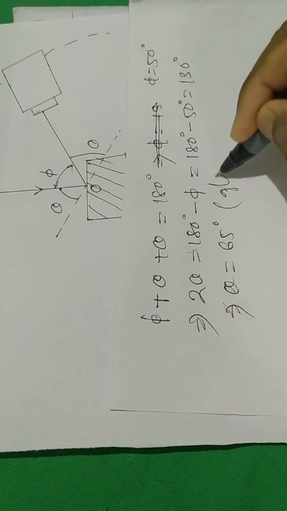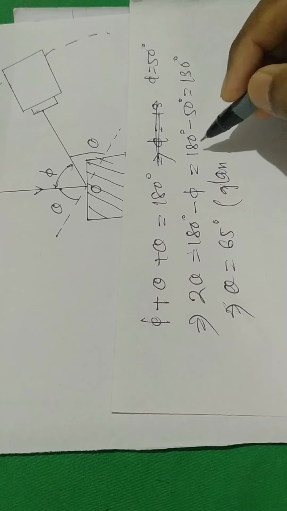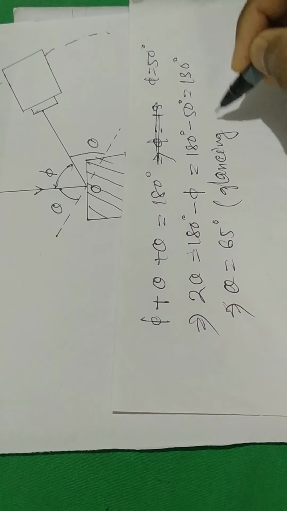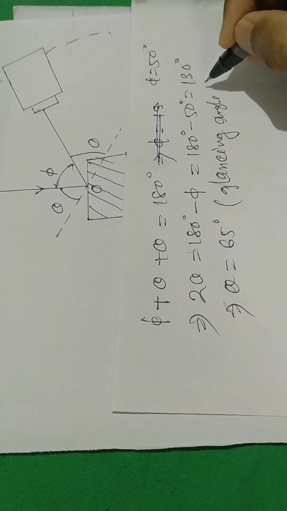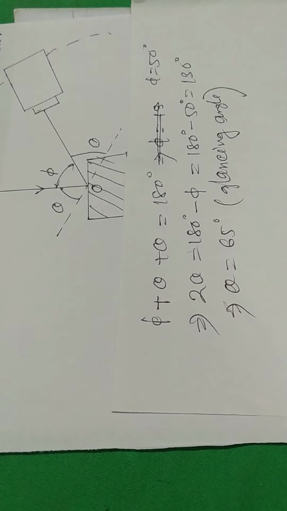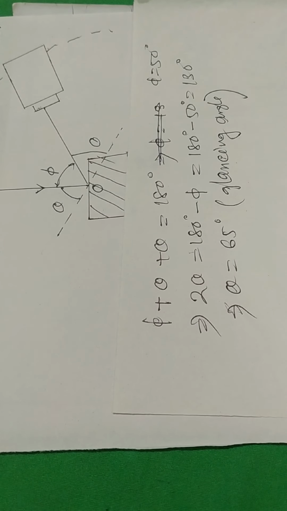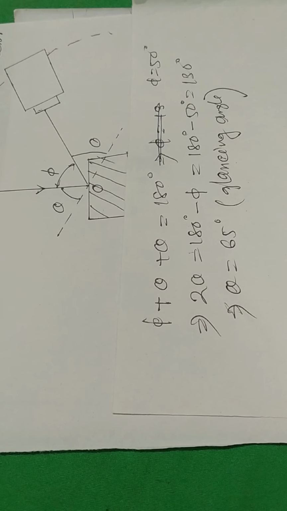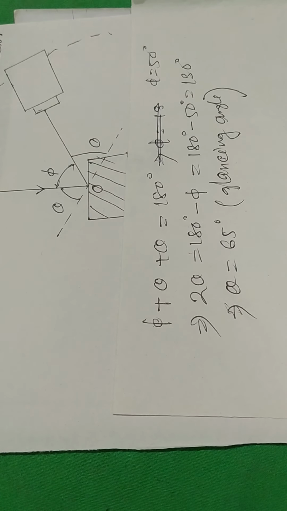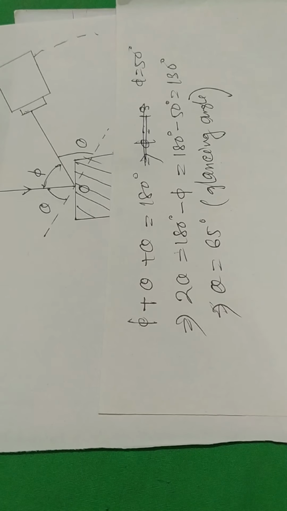The glancing angle is 65 degrees. It means that when a beam of electrons is incident on the nickel crystal at a glancing angle of 65 degrees, the sharp maximum is obtained at a scattering angle of 50 degrees.